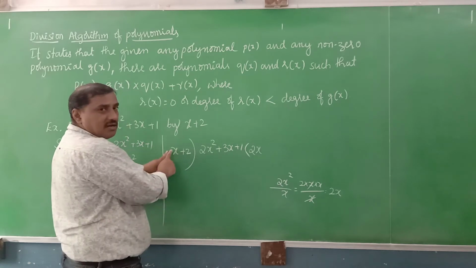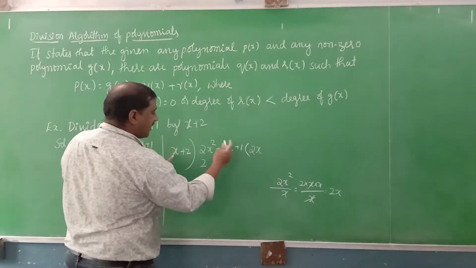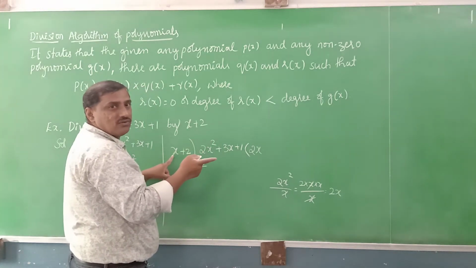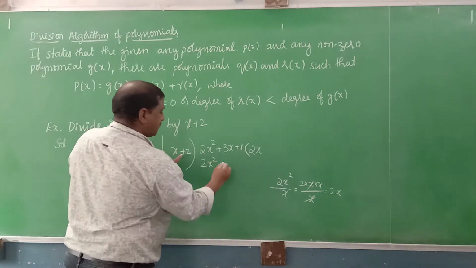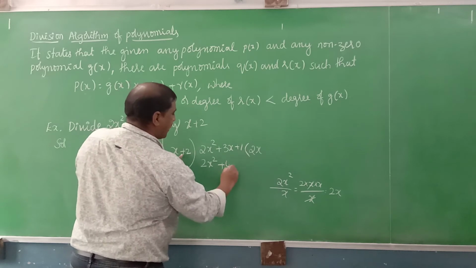What is the coefficient of x? It is 1. 1 into 2 is 2. Then x into x is x square. x power 1 into x power 1 is x power 1 plus 1, that is x square. Then plus into plus is plus, 2 into 2 is 4, so 4x.